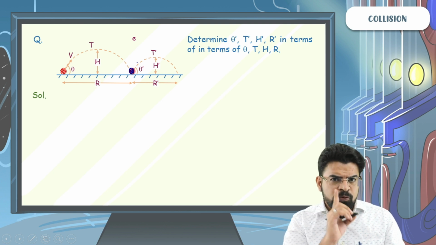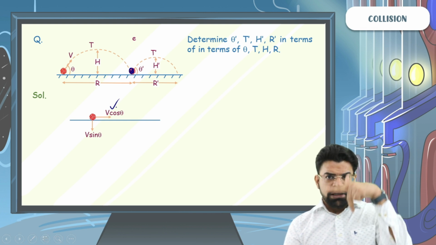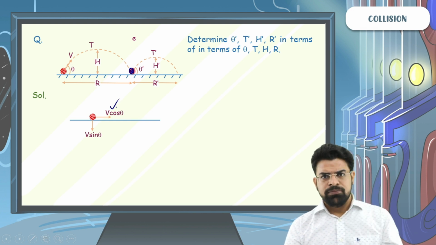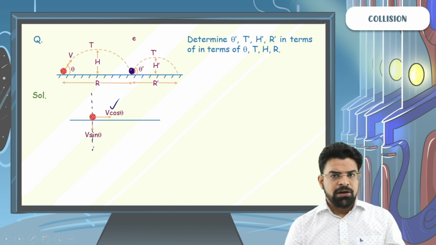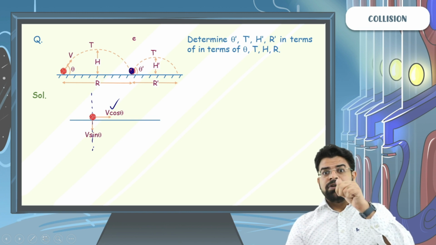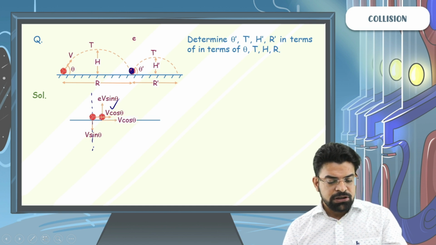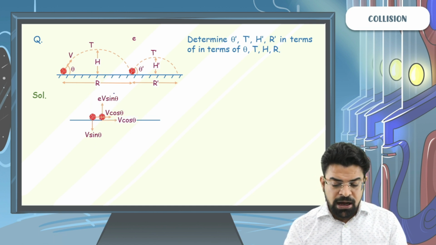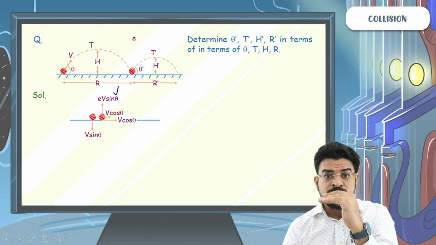So just before collision, this ball will have horizontal velocity v cos theta and vertically downward velocity v sin theta. At the time of collision, line of impact is vertical. So the horizontal velocity won't change. And the vertical velocity after collision will be upward, e v sin theta. So just after collision, think of the velocity: vertically upward velocity e v sin theta and horizontal velocity v cos theta.